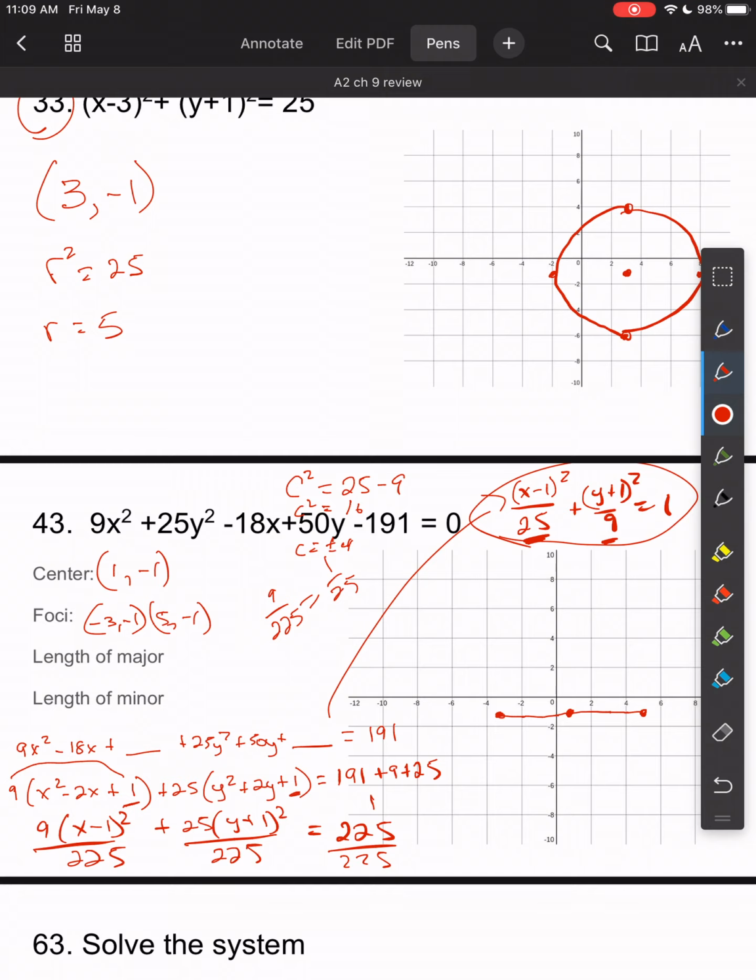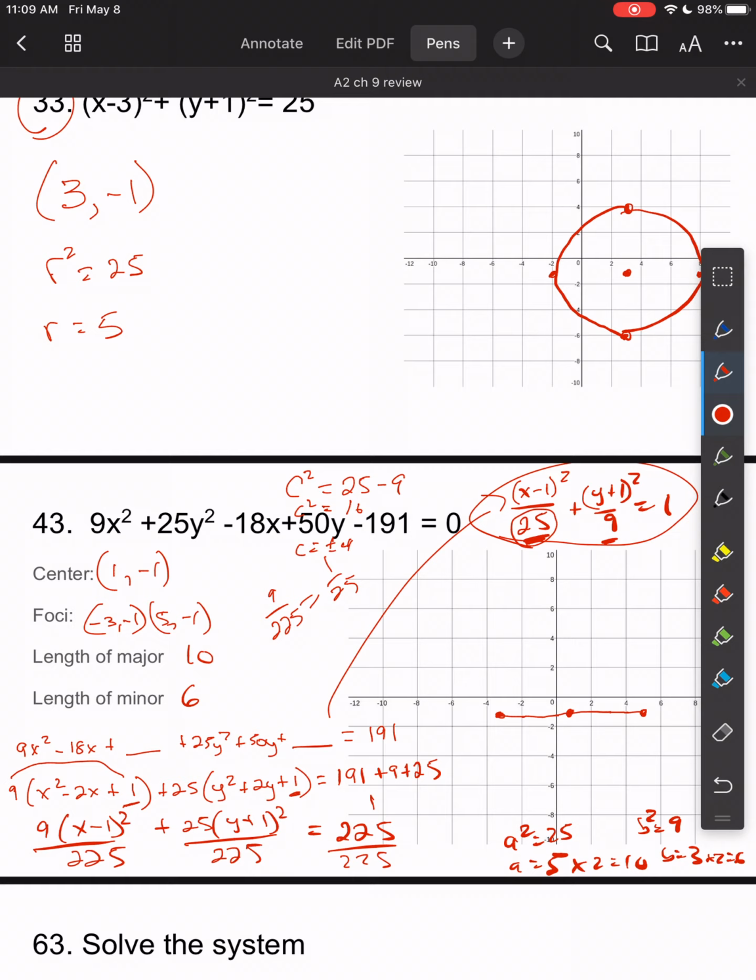The length of the major axis, in this case, is along the x-axis. We know that a squared is equal to 25, so a is equal to 5. That's the distance from center. So the length of the total axis is just 2 of those. So 5 times 2 equals 10. And then the length of the minor axis: b squared is equal to 9, so b is equal to 3. 2 times 3 equals 6. So the minor is 6.